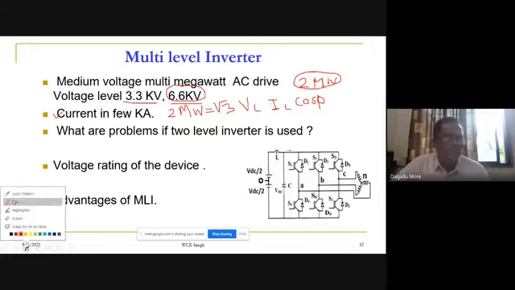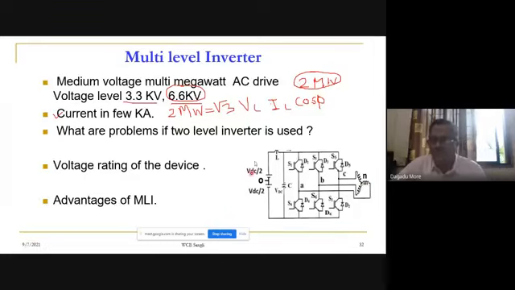This inverter is a 2-level inverter. We have discussed what is meant by the 2-level inverter. It has a pole voltage VAO of plus or minus VDC by 2. A conventional bridge inverter you can call a 2-level inverter.